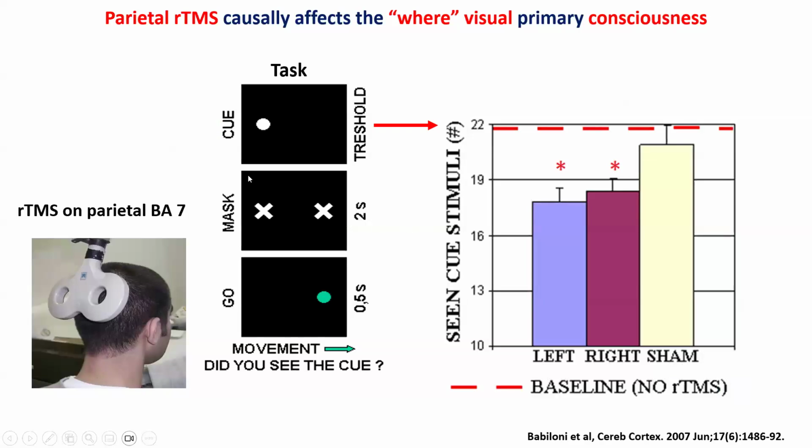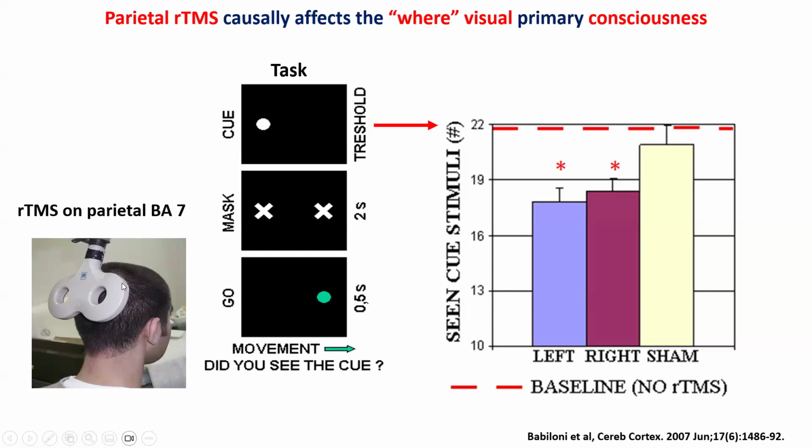In the same experiment, we wanted to demonstrate the causal effect of Brodmann area 7 in the posterior parietal cortex in the visual primary consciousness. So the area showing high generation of alpha rhythms during the seen cue stimulus trials. So to interfere with this parietal area, we use transcranial magnetic stimulation.